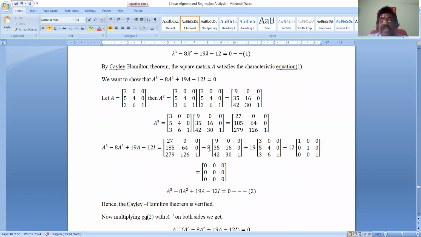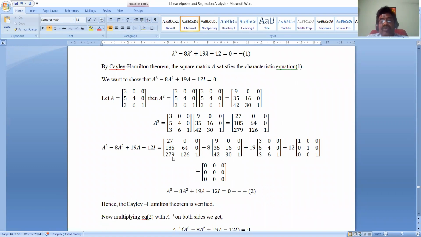Next, 64 minus 8 into 16 plus 19 into 4 minus 12 into 1, that is also 0. Next, 0 minus 0 plus 0 minus 0 is also 0. Next, 279 minus 8 into 42 plus 19 into 3 minus 12 into 0, that is also 0.